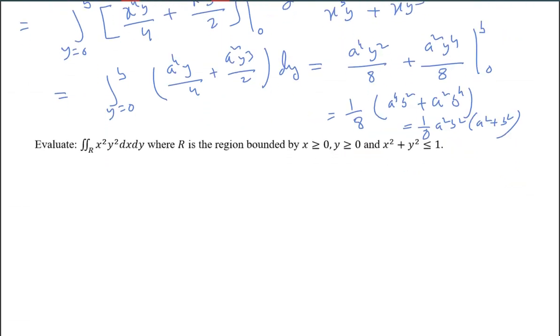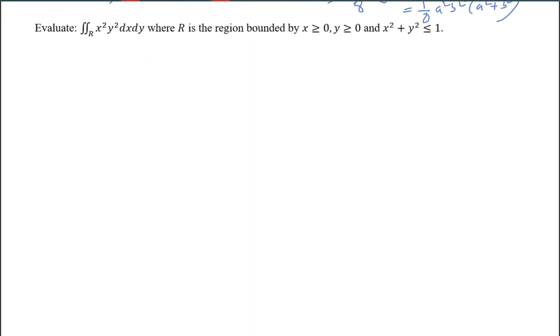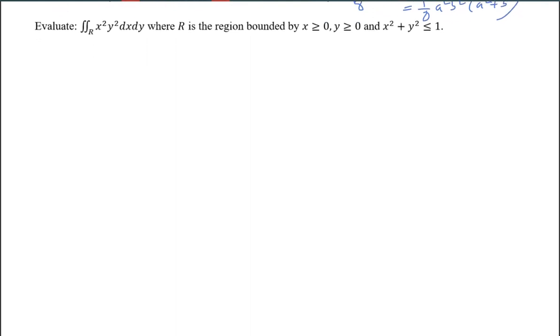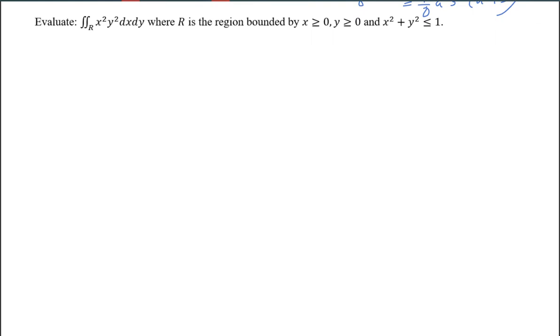Okay, this is one simple example. Now come down to another example. Evaluate the integration over the region R, where the region is given by x greater than or equal to 0, y greater than or equal to 0, and x square plus y square less than or equal to 1. So first you point out which one is your region R, how it looks.